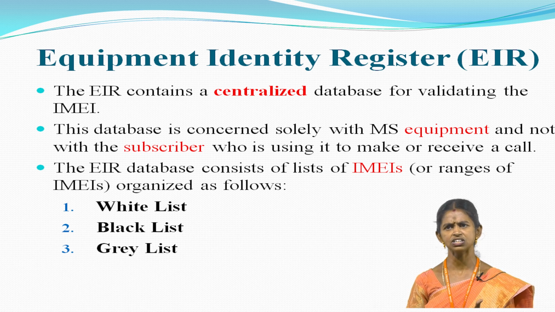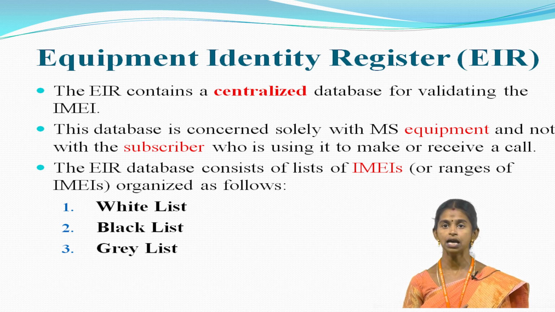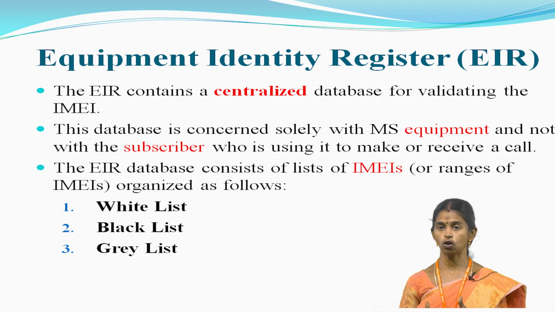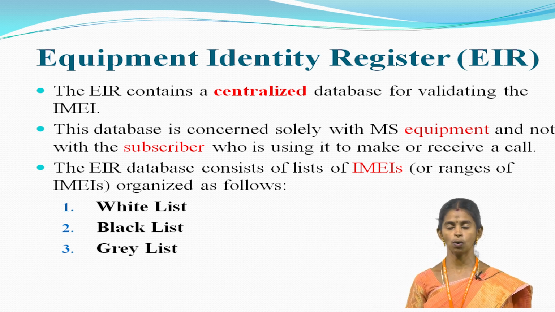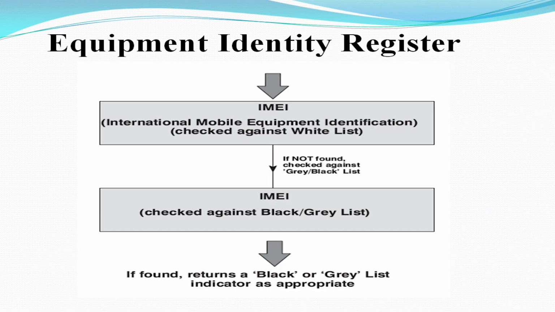EIR contains a centralized database for validating the IMEI. This database is concerned solely with the MS equipment and not with the subscriber who is using it to make or receive a call. The EIR database consists of the list of IMEIs organized as number 1 white list, number 2 black list, number 3 grey list. EIR and its components are displayed.